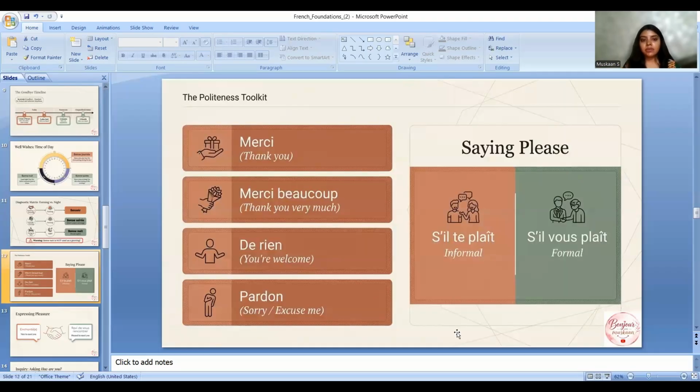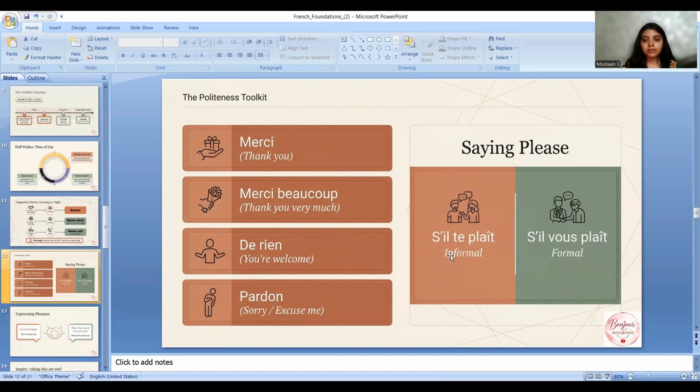Now let's see the polite way of thanking someone, and politeness. How do we show politeness? First, let's see saying please, in an informal and a formal way. The informal way is s'il te plaît. In the formal way you will be using vous. We already know that vous is always formal; we have done it in subject pronouns as well. So it will be s'il vous plaît, the formal way of saying please.